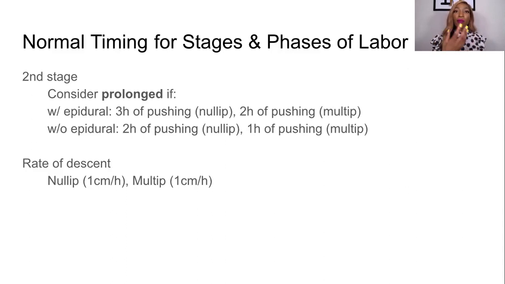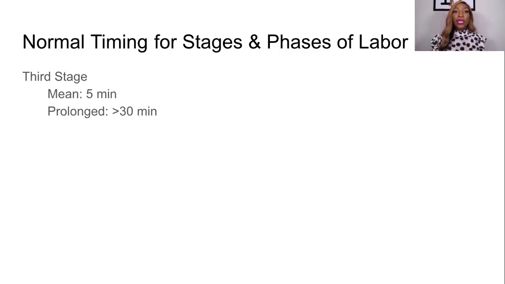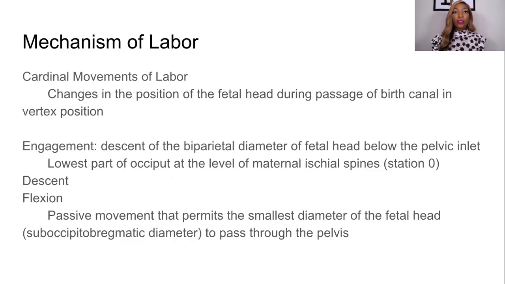Sometimes you'll see that if a woman was not being augmented with Pitocin, she might be, to allow for regular contractions so that the pushing has a concerted effort. And then without an epidural, we shave an hour off of each allowance. And so the rate of descent should be at least 1 centimeter an hour for either one, like multip or nullip. So third stage of labor, we already discussed, that's the delivery of the placenta. The average is about 5 minutes. It's prolonged if it's greater than 30 minutes. So that was the stages and phases of normal labor.